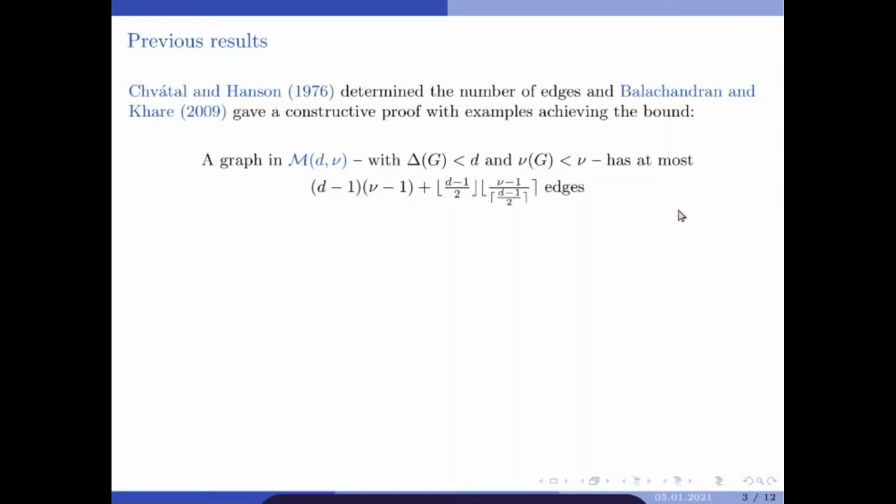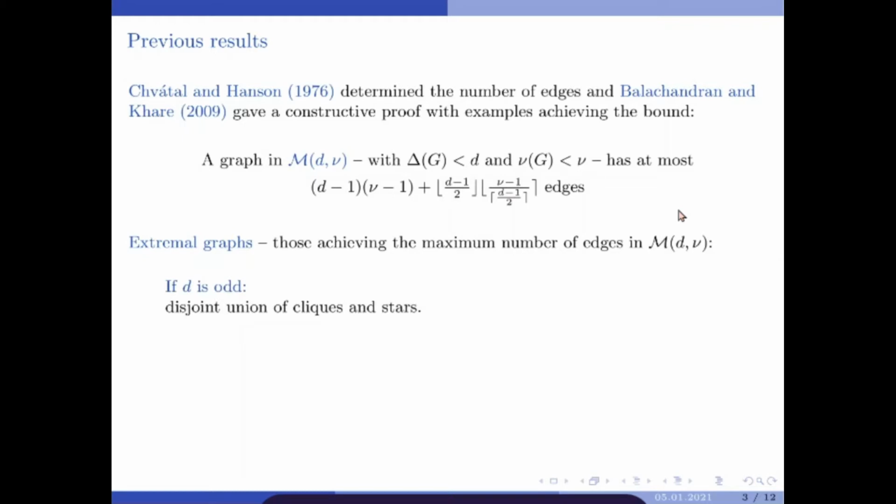So this is the maximum number of edges, and the extremal graphs, meaning the graphs that achieve the maximum number of edges for a given degree and matching number, have the following structure. If the upper bound on the degree is an odd number, then these graphs are just a disjoint union of cliques and stars, which sort of makes sense. But if the upper bound is even, then we still have the stars in there, but instead of having cliques, we can do slightly better.